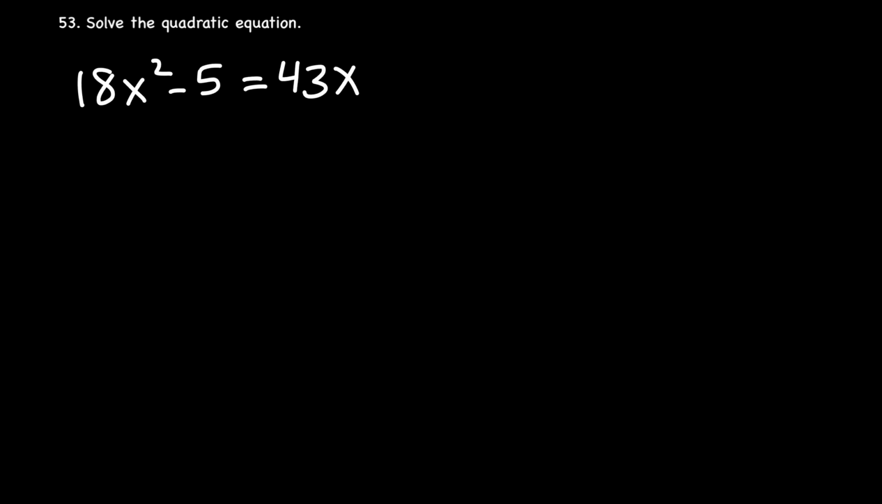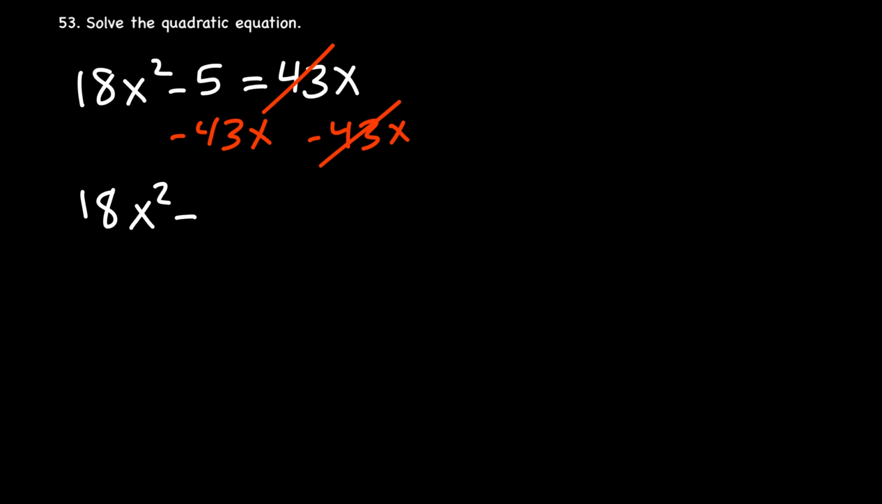Try to solve this question, then check your answer: 18x squared minus 5 equals 43x. This question is not in the standard form, so we have to rewrite the question first. So we have to subtract 43x from both sides. These will cancel out. So the new question will be 18x squared minus 43x minus 5 equals 0.